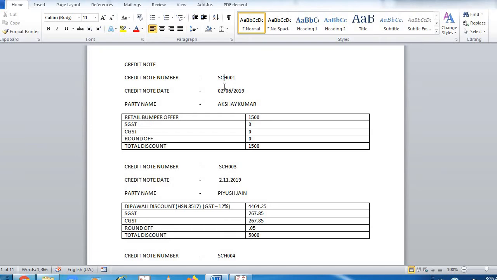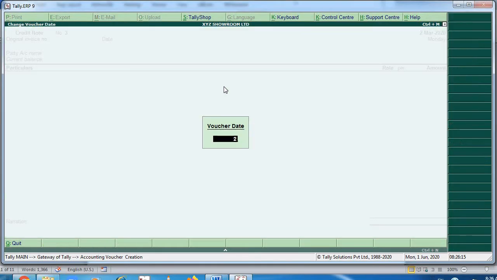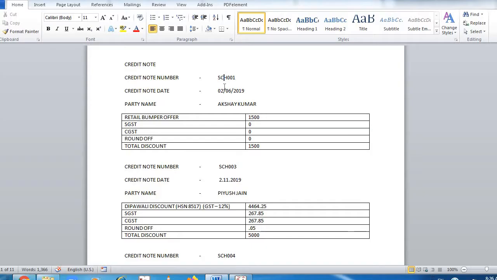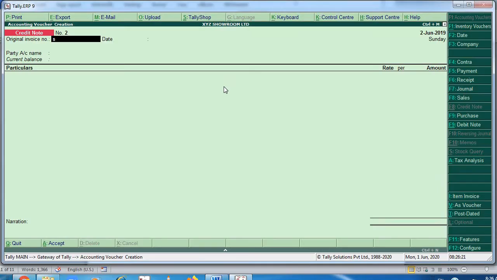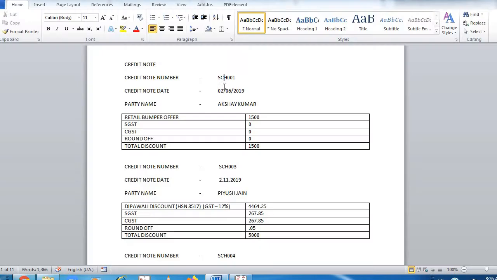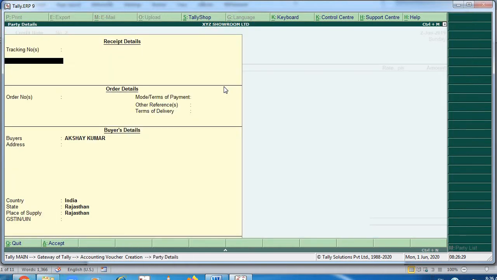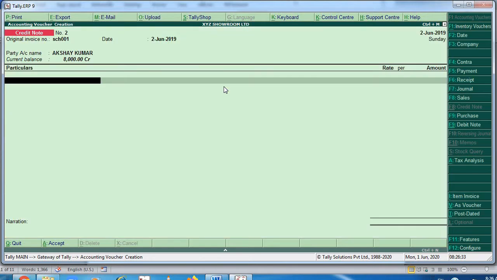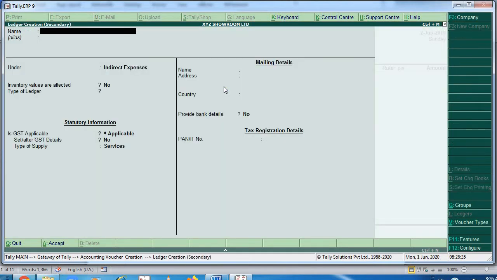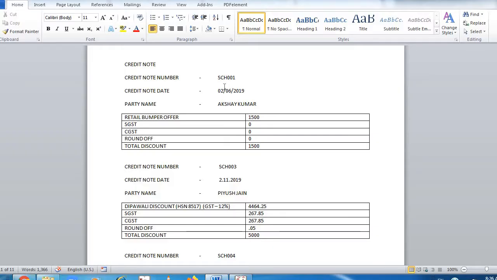The date is 2nd June, and the entry number is SCH001. Date 2nd June, I got it. Party name is Akshay. Enter. Now here I need to create a ledger. How we have done the entry in debit note, similarly the same you have to do in credit note over here.